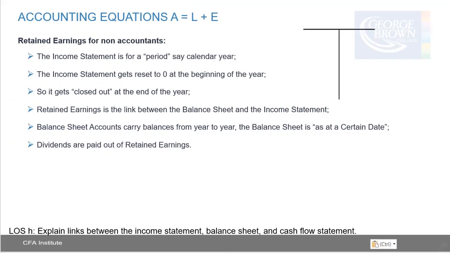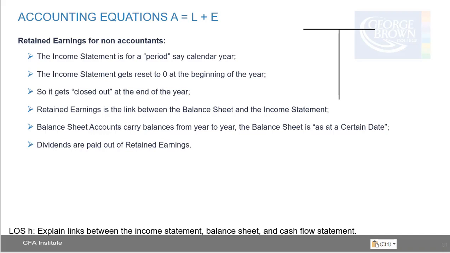Just a quick slide on retained earnings. So just to emphasize, the income statement is for a period, say a calendar year. We saw that for ABC Company, the income statement was for 20X2. Therefore, the income statement gets reset to 0 at the beginning of the following year. For 20X3, there are no revenues yet. There are no expenses. So then at the end of the year, it gets what's called closed out. It gets reset back to 0.